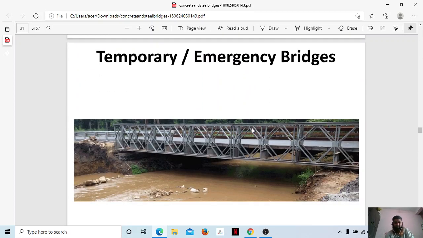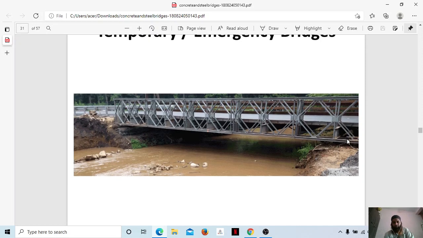Temporary and emergency bridges. You can just see a simple bridge which has been constructed as a temporary construction, just to give passage for the water to go away, and passage for any activity to be performed here. You can see this simple emergency bridge has been constructed here, with bracings and all, and it provides support. It is resting here, and the traffic can flow over the top of it.